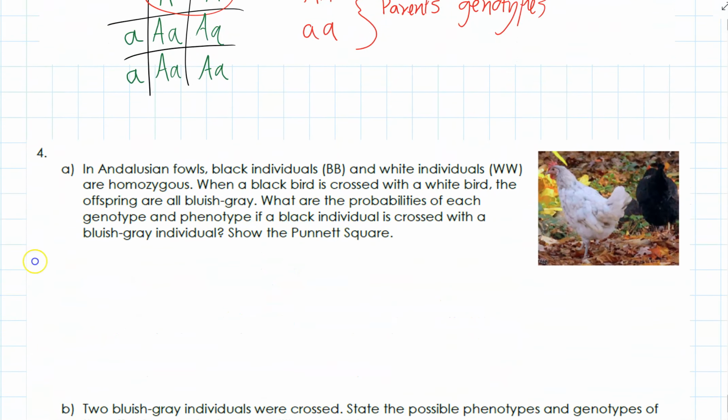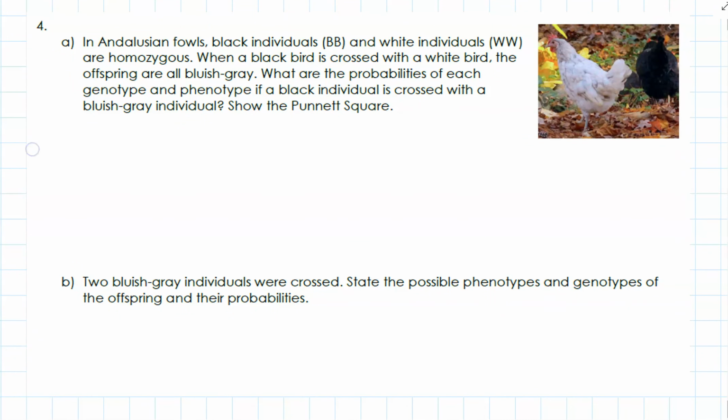Okay, next question. We've got, here are some chooks that are called Andalusian fowls. We've got black individuals and white individuals that are homozygous. Okay, so since we're looking at two different letters, straight away I'm thinking, okay, this is either incomplete dominance or codominance. And then it says, when a black bird is crossed with a white bird, the offspring are bluish grey. And when black mixes with white, that's like they're blending together to make grey. So now I'm thinking, okay, we are looking at incomplete dominance for this question.